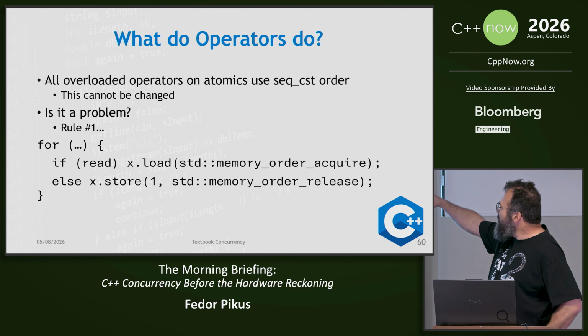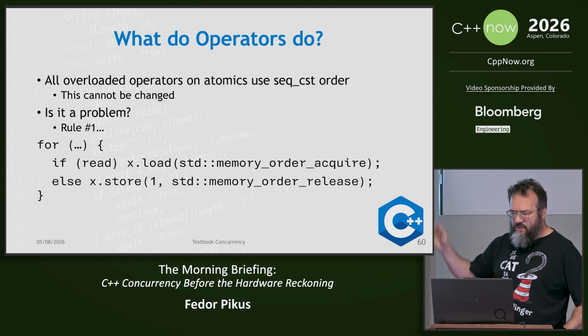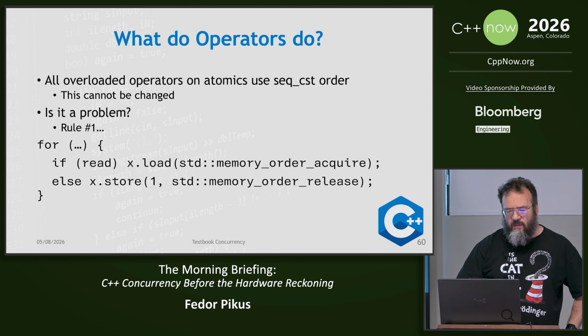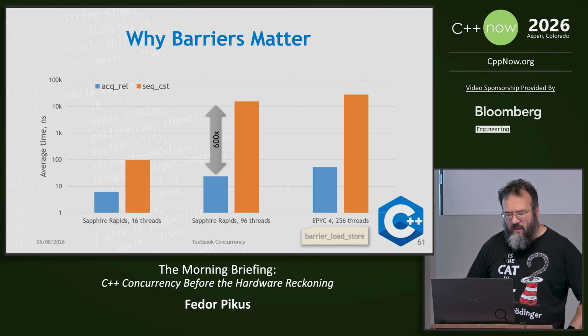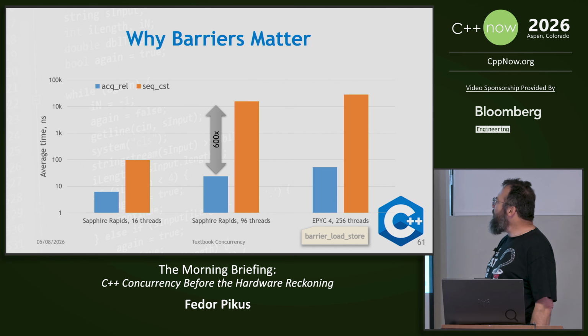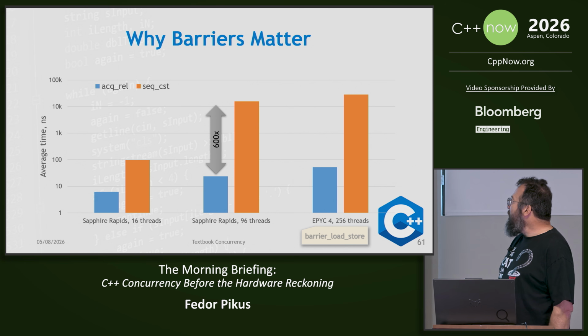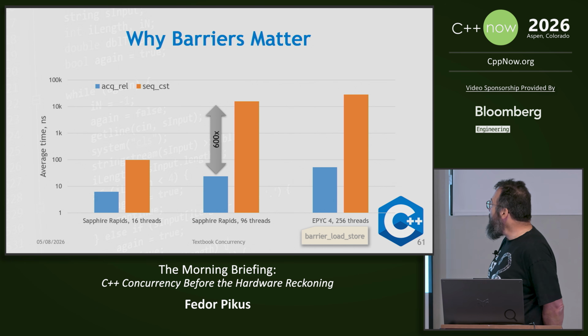All right, operators, since they don't have memory order arguments, they use seq_cst. That's kind of an unfortunate thing about the operators. Why? Well, okay, so here is atomic increment with acquire-release versus seq_cst.